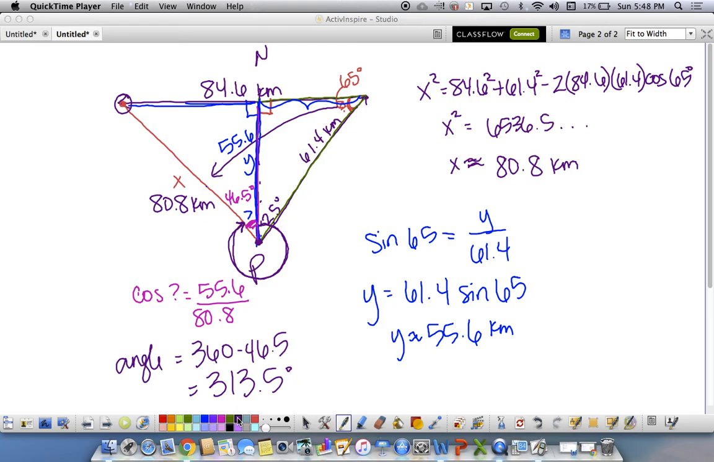All right, are we good? I think we are. We found the distance it is from the port, which was here, and we have the bearing it made from the port. Are we good? Yay! I think we're going to be done for today.